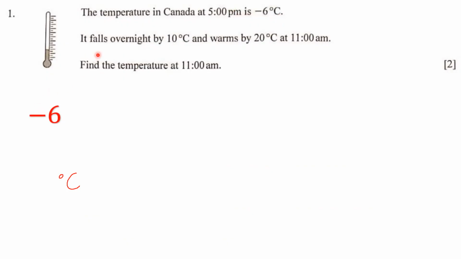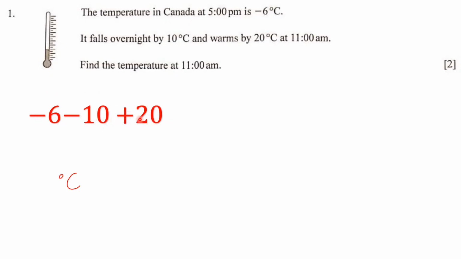It falls. So because it falls by 10, we're going to put -10, and it warms by 20 degrees. So we're going to say +20. So it was at -6, it falls by 10, and it warms up by 20. So we're going to put +20.